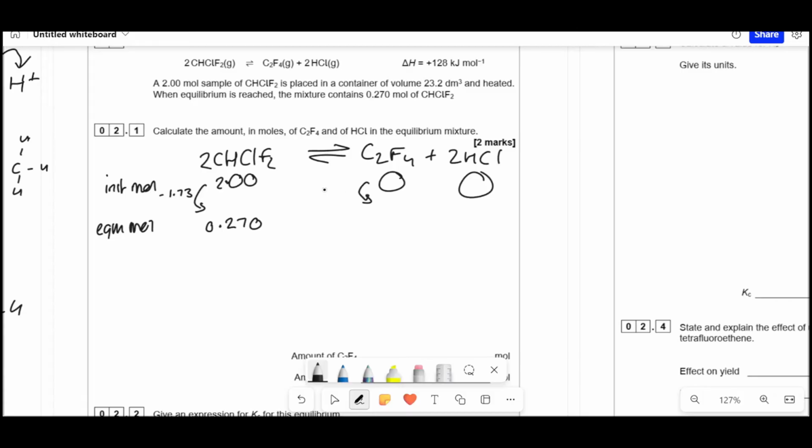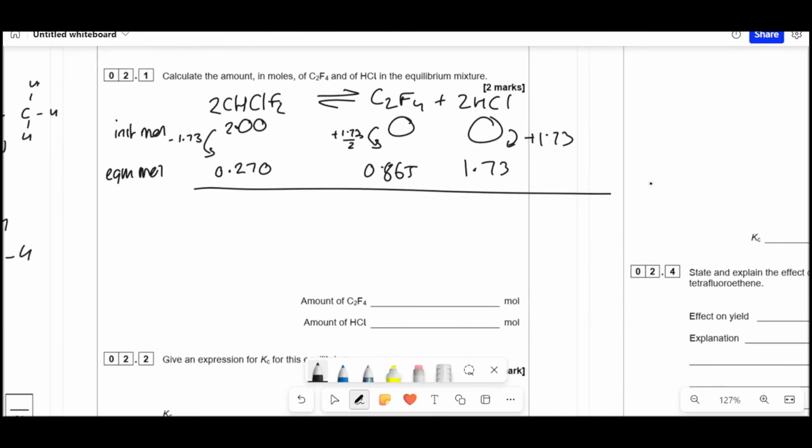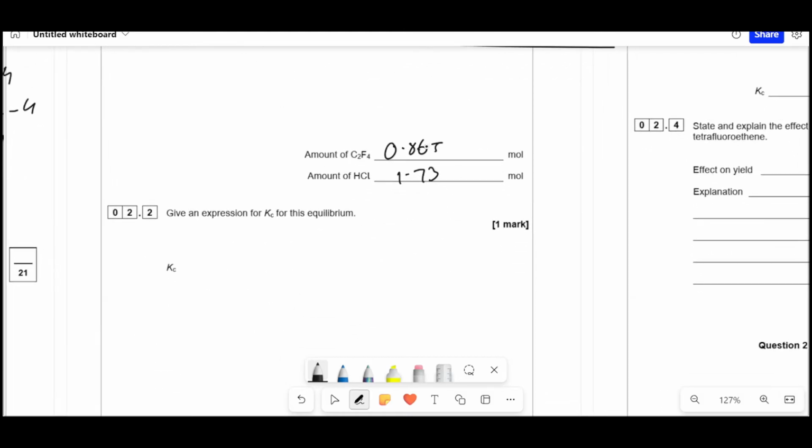So this must have gone up by 1.73 over 2 because it's a 2 to 1. Every 2 of these that decompose makes 1 of them. And as well as that, HCl, because it's in the same ratio, must have gone up by 1.73. So at equilibrium, the amount of HCl we've got is 1.73, and for C2F4, it's 0.865. Again, it's about thinking about the steps. Don't follow routines. Say, why am I doing this? What's the purpose?